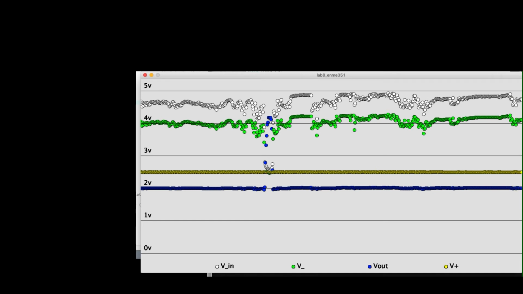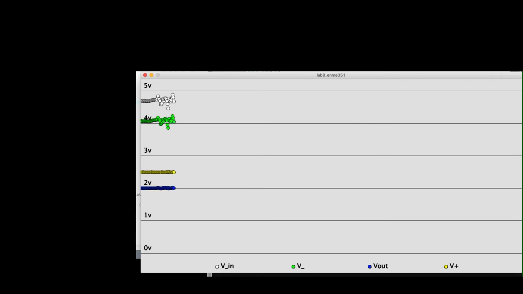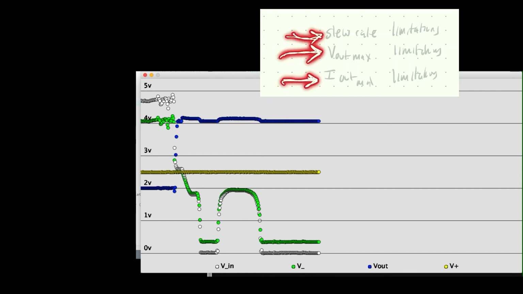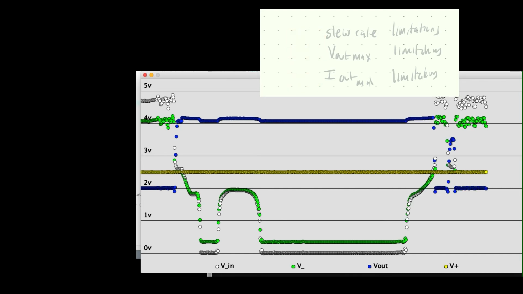The V out plateaus at 2 volts as the lower boundary, and it plateaus at approximately 4.1 or 4.2 volts for the upper boundary. And that's just because of the limitations of the rail voltages, the 0 to 5 volts, and the characteristics of this specific op-amp.